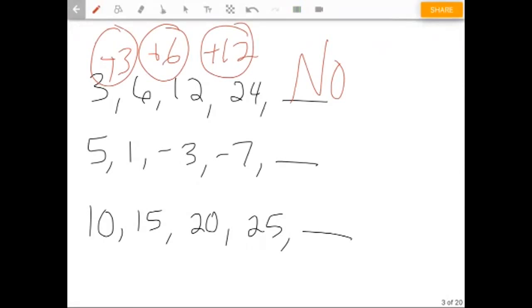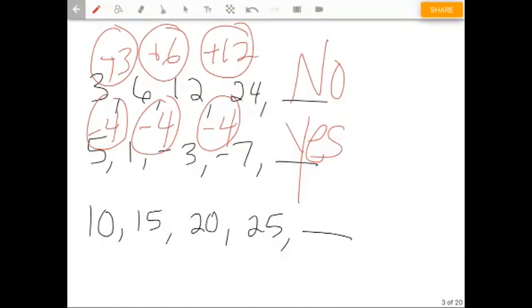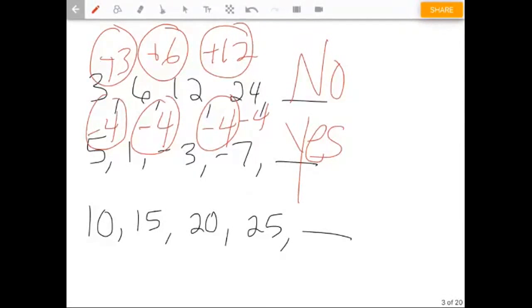5 to 1, you'd subtract 4. 1 to -3, you'd subtract 4. -3 to -7, you subtract 4. So notice the difference. We're always subtracting 4. So yes, this is an arithmetic sequence. To get the next term, we would subtract 4. So -7 minus 4 is -11.